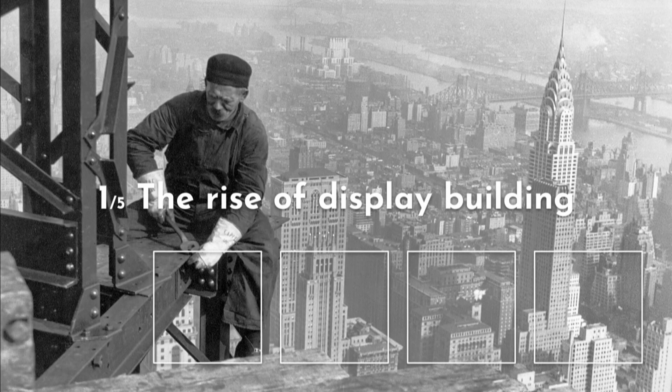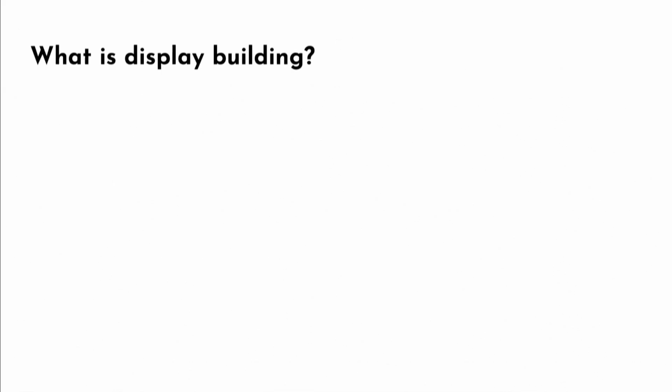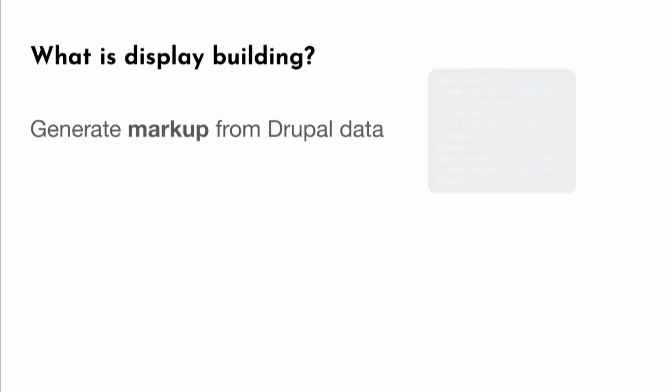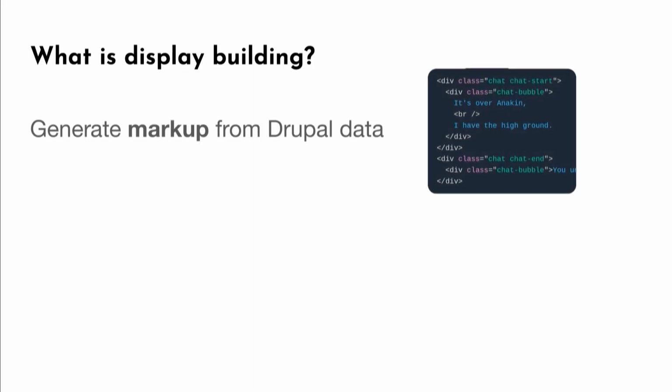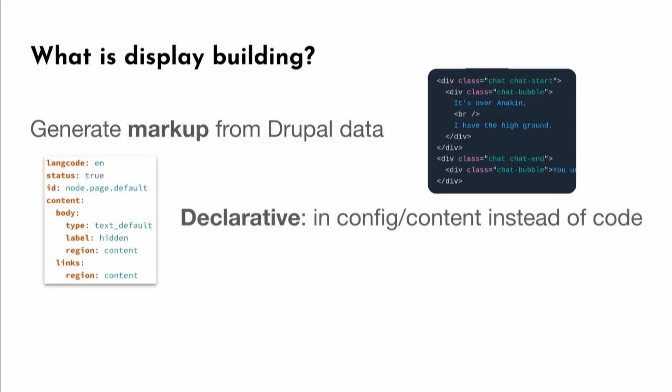Let's go back in the past. What is display building? Display building is something we are always talking about, but we don't define it so much. We are building a display, so we are generating markup. Markup displayed on the page, but also in the header with assets. It's declarative. If you are generating your markup from the code, from the PHP, you are not doing display building. You need to make it declarative and store it in content or in config.